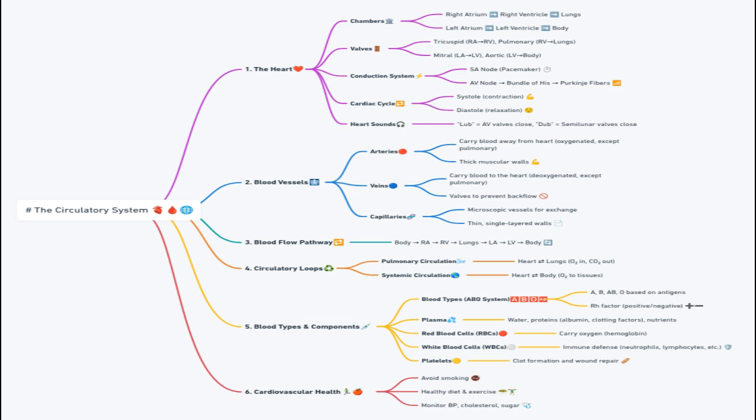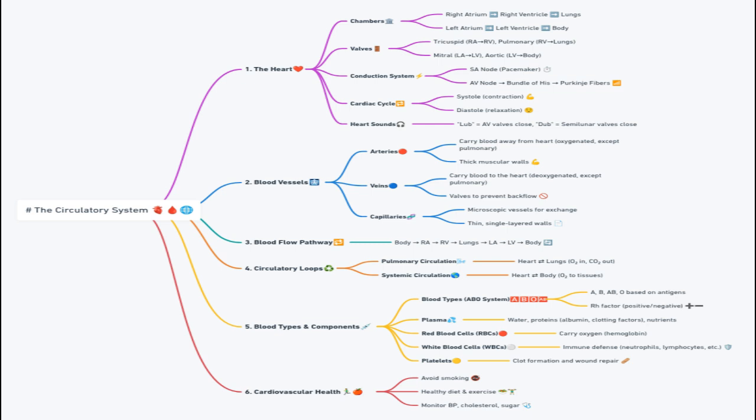semilunar valves, the posterior vena cava, the inferior vena cava, which is also posterior, and the superior vena cava, which is anterior, the right atrium, right ventricle, left atrium, left ventricle, the pulmonary artery or the pulmonary trunk, the left atrium, pulmonary veins, semilunar valves, and those are the exit points. You can think of the aorta, the atrioventricular valves, the left ventricle, right ventricles.